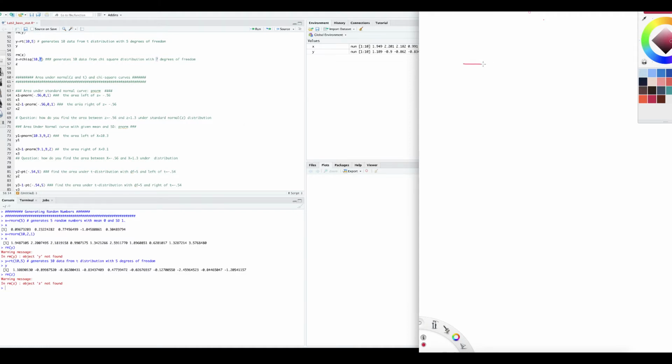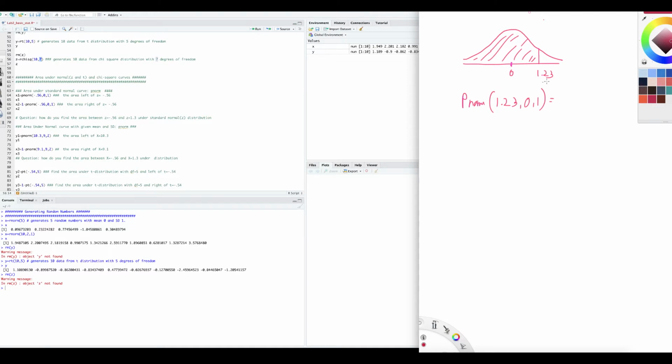So for example, let's say this is a normal distribution, a standard normal distribution. If you want to find the area left of, say, 1.23, all the area to the left of that, our syntax is pnorm, then enter the number 1.23, and then 0,1. 0,1 is for the standard normal curve, which means the mean is 0 and the standard deviation is 1. If you do that, it will give you the area left of that.